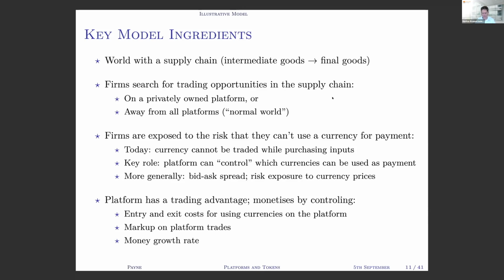So that's one difficulty. And then the second difficulty is that firms are exposed to the risk that they may not be able to use the currency they hold for payment when they get the trading opportunity. So what we're going to do today is that the currency cannot be traded when they're in the supply chain purchasing inputs. So this is like the extreme case when the platform can completely control which currencies are used as payment. So in some sense, the platform is completely choosing the extent to which there's a cash-in-advance constraint.